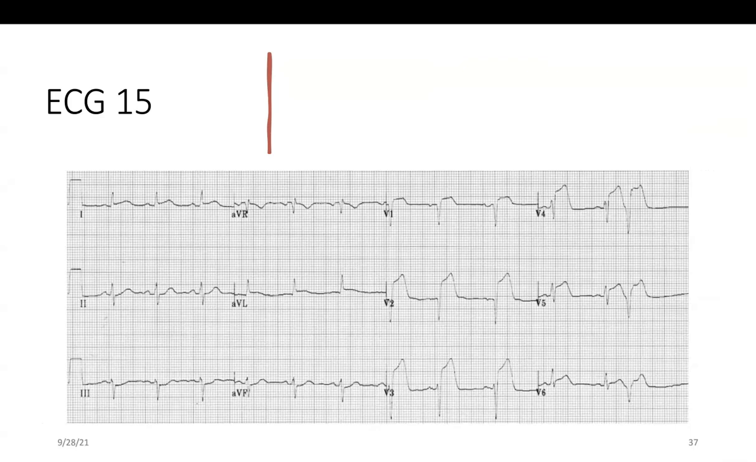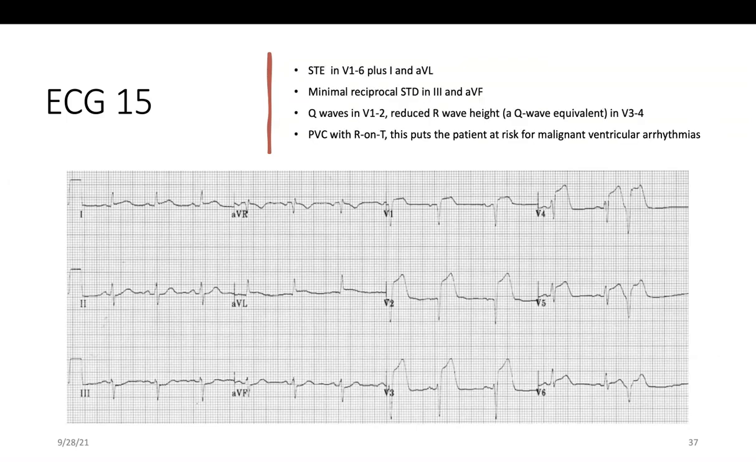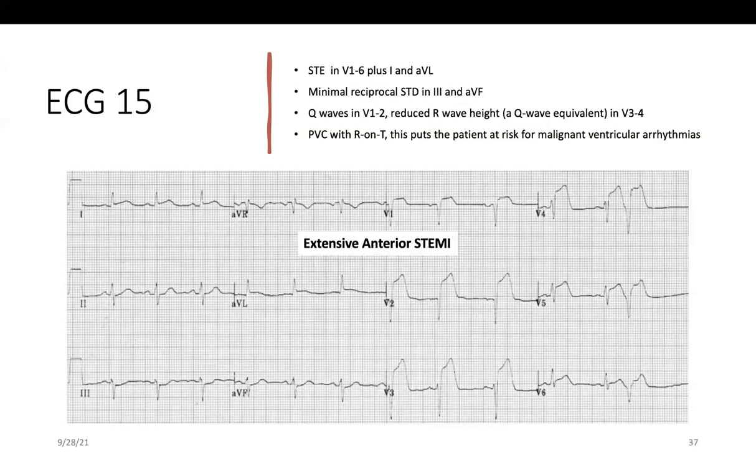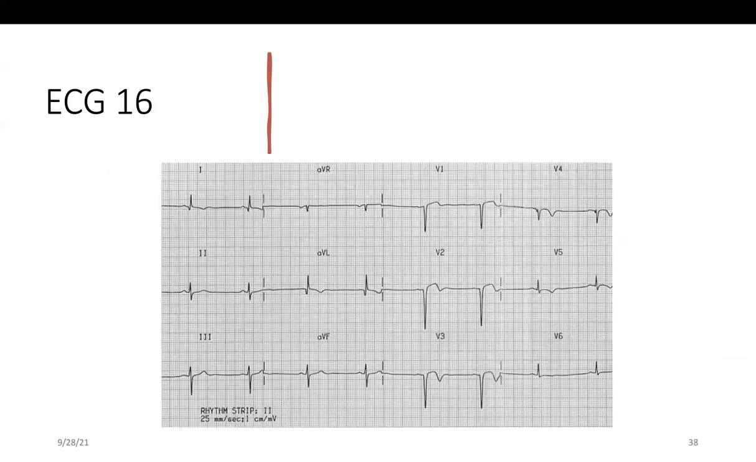Yes, doctor. There is ST elevation in V1, V2, V3, V4, V5 with Q wave, and ST depression in 2, 3, AVF. This is going with acute anterior MI. So this is an extensive anterior MI. Okay. All right. What about this ECG?